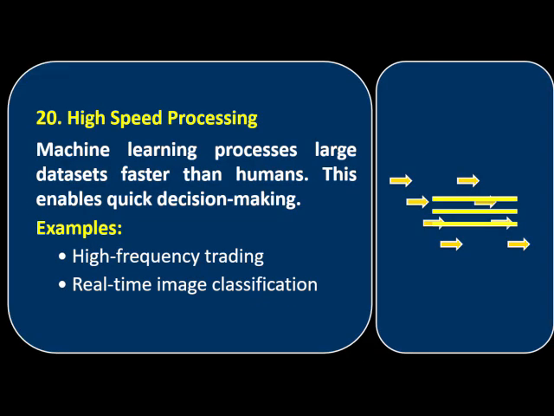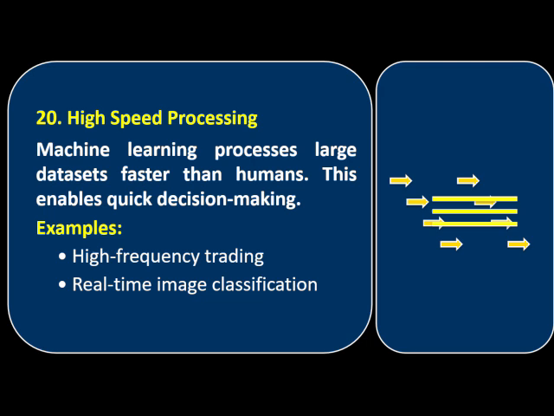And the last one is high speed processing. Machine learning processes large data sets faster than humans. This enables quick decision making. Examples: high frequency trading, real time image classification.